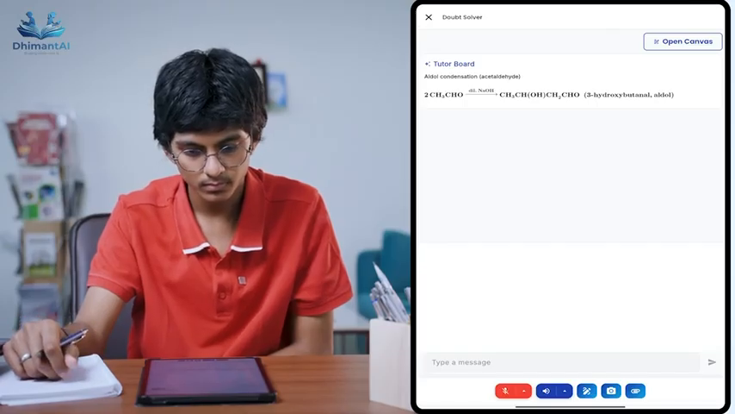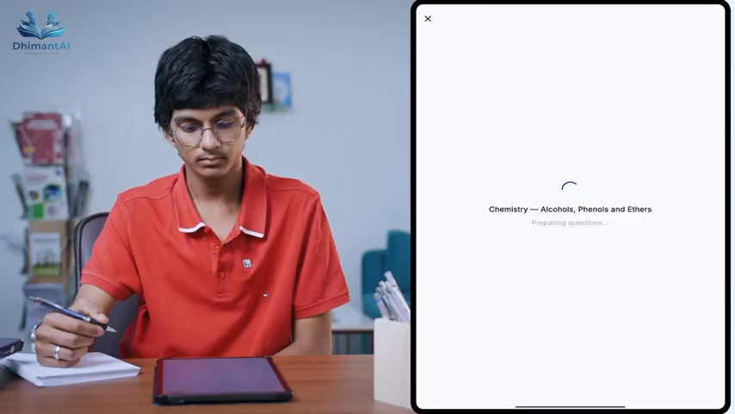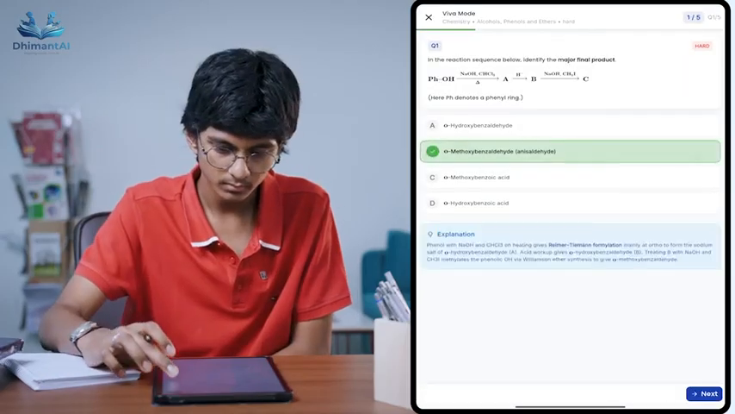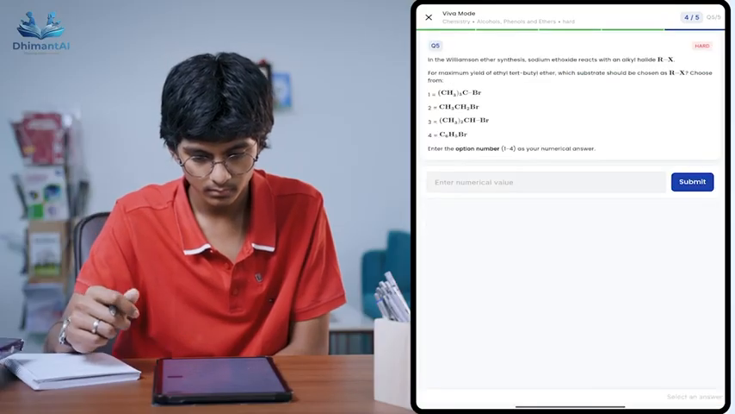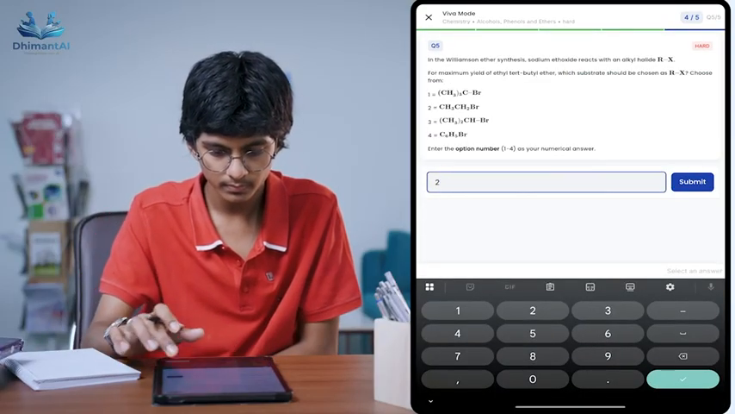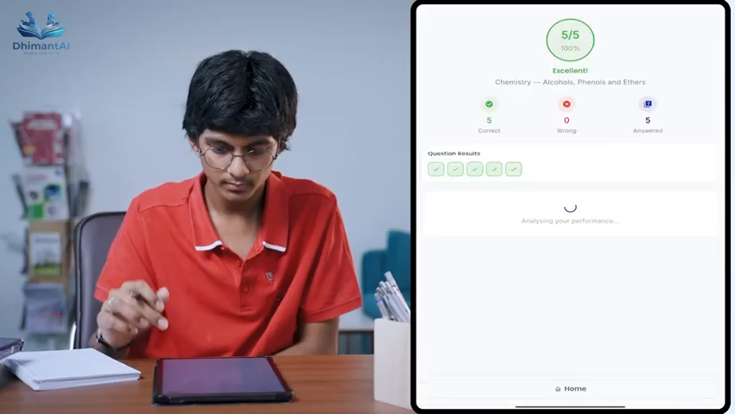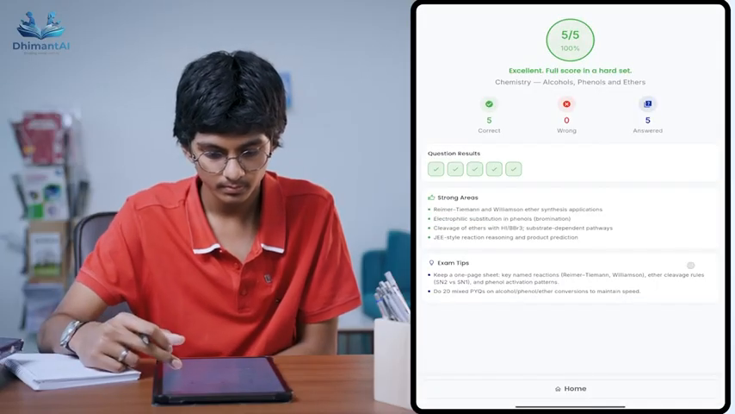which is 3-hydroxybutanal. After resolving his doubts, he takes the gap finder test again. This time, he answers everything correctly. The gap is now completely closed. But learning doesn't stop there.